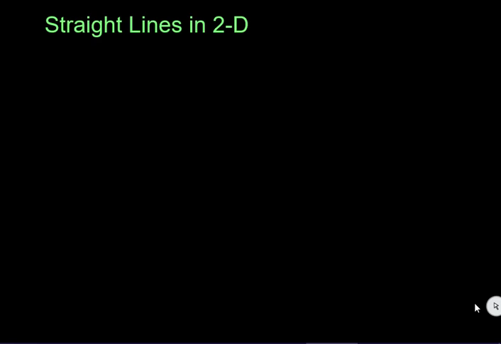Hello, we're going to talk about straight lines in two dimensions using vectors. Let's say I have, let's draw an x and y axis right here. This is our x-axis. This is our y-axis. And let's say I have some line in space going through space right here. So this is the line right here.